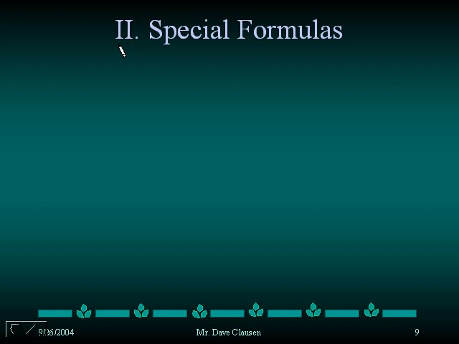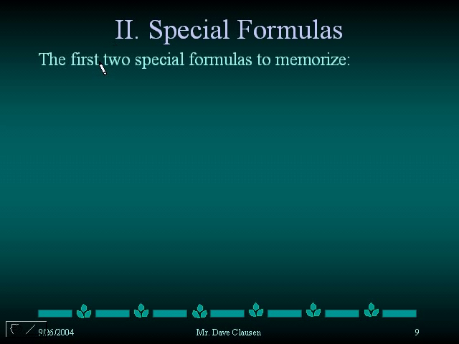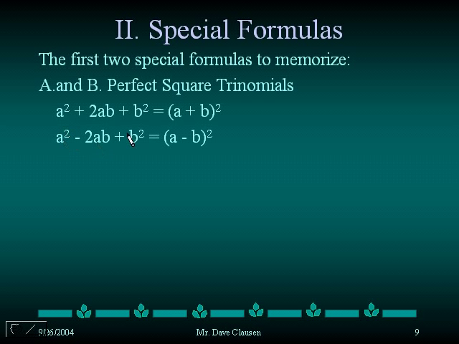Well, that brings us to Roman numeral 2, special formulas. There are two that we need to start with. They're both called perfect square trinomials. We saw these going forwards where we took a binomial, squared it, and ended up with a trinomial. Now in the second half of the chapter we have to work backwards, start at the trinomial, and figure out what we multiplied together to get the factors.